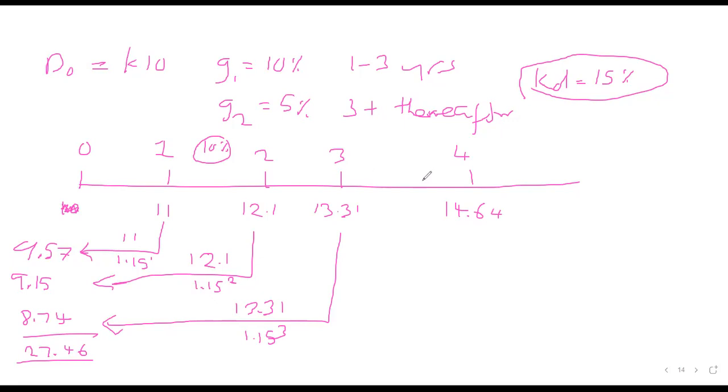Now, for the second phase, here we use Gordon's model, which simply says the value of stock is equal to D1 over K minus G. So this is our D1 here. We want to take it to the value of stock here at year 0. So since this is our D1, we'll divide it by our K, which is 15%. But the growth rate for this second phase, we're not using 10%. We're using 5%, so 0.05. What are we getting?